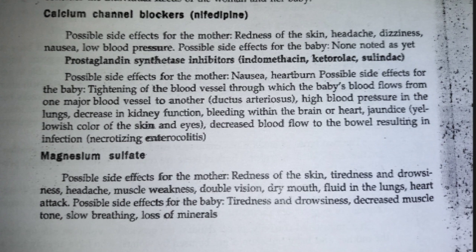In tocolytic drugs we do have calcium channel blockers, in that nifedipine, and then prostaglandin synthesis inhibitors, in that indomethacin and ketorolac, sulindac, and then we have magnesium sulfate. See, don't get confused with this word. Prostaglandin is used to induce the labor. It is used to produce contraction. We are using here a prostaglandin synthesis inhibitor.